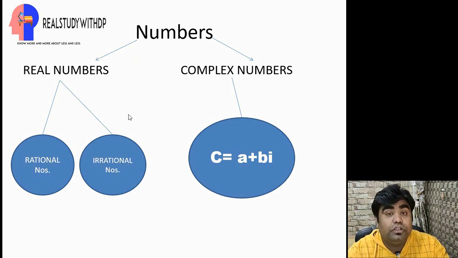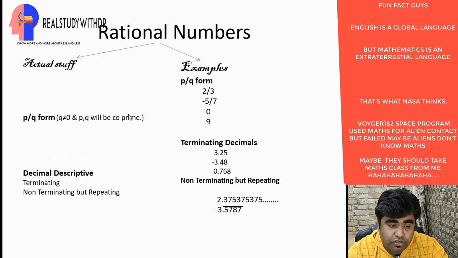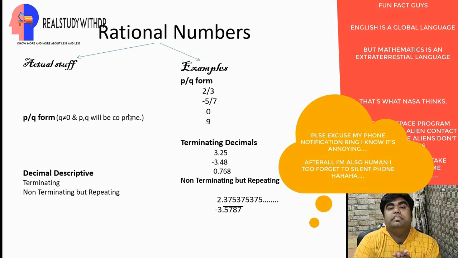So we are going to study the real numbers in this whole lecture, and the focus is going to be on these two further classifications, the rational numbers and the irrational numbers. Now I'm going to discuss what rational and irrational numbers are. As far as the rational numbers are concerned, we have done this in 9th grade also, and if I'm not wrong, in 8th grade also. So let's see what rational numbers are.